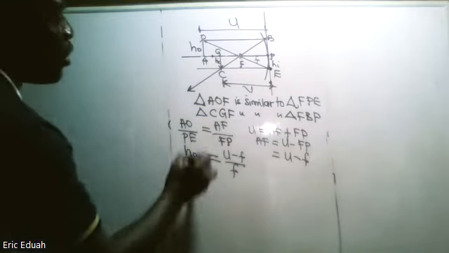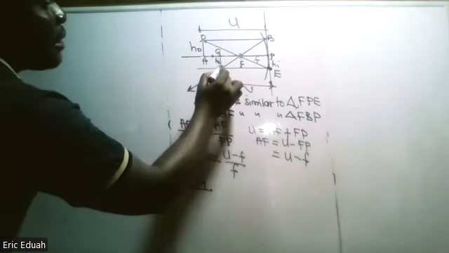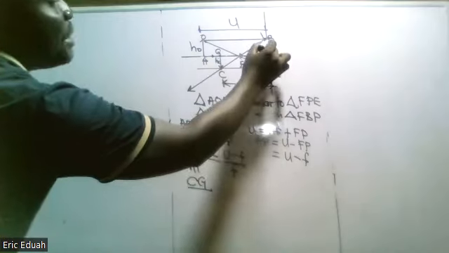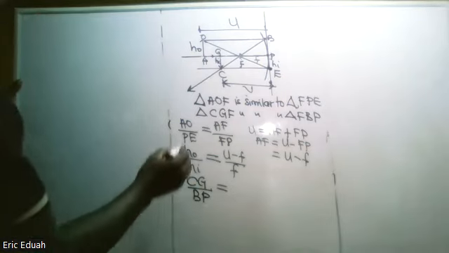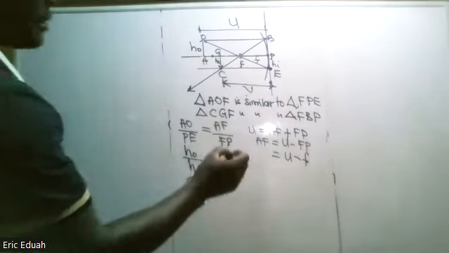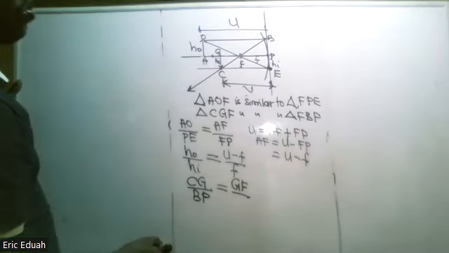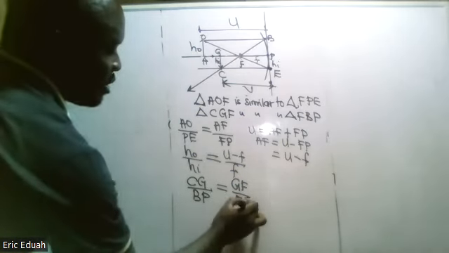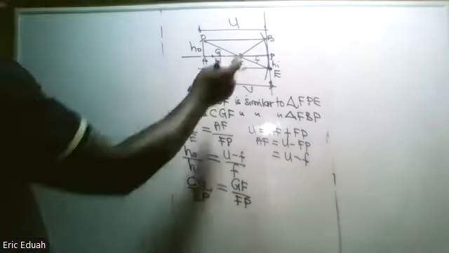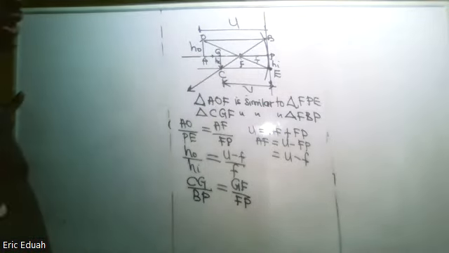Okay, so CJ over BP must be equal to JF over FP. So okay, yeah, over here it can be this over this, or the choice it can be, okay, both will give you the same results. All right.